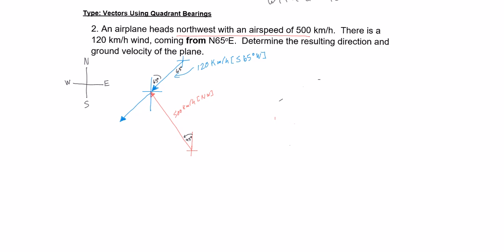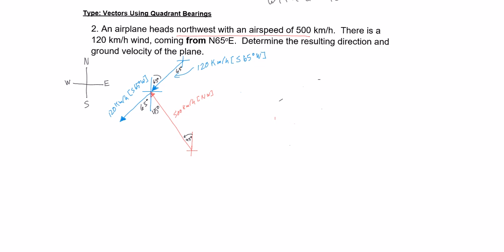So I've copied this vector down to here. Now I notice if this angle is 65, I know that this angle here is also 65 using opposite angles. Now if I know that this angle here is 45 degrees, that means this angle here is 45 degrees as well. Now I'm going to just make sure I copy down the lengths of this vector. So this is 120 kilometers an hour, and we're going south 65 degrees west.